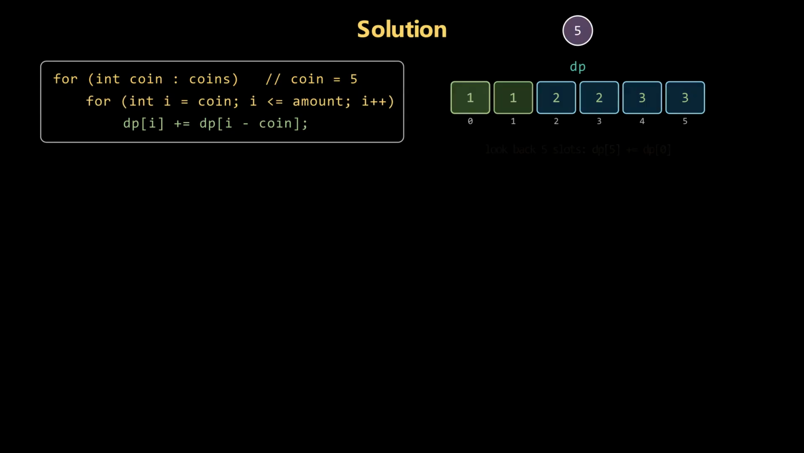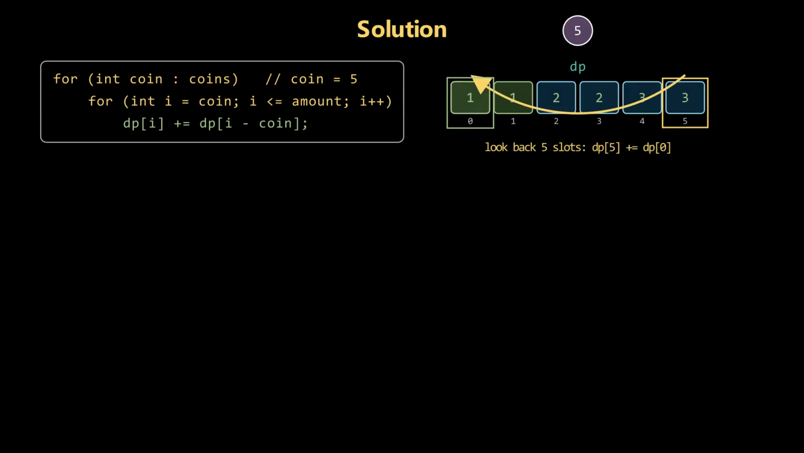Finally, the outer loop processes our last denomination, coin 5. The inner loop instantly targets index 5. It looks back exactly 5 slots all the way to our base case at dp0. It pulls that single combination forward, which represents using exactly one 5-cent piece, and adds it to our running total. 3 plus 1 becomes 4.